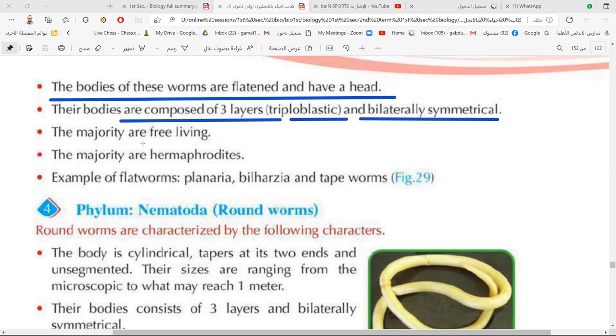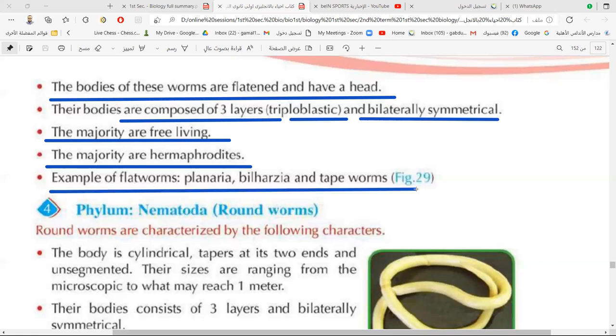The majority are living free, but some of them are parasitic. The majority are hermaphrodites. The meaning of hermaphrodite is that one worm is male and female at the same time. They are bisexual. They have the male reproductive system and the female reproductive system in one worm only. Examples of flatworms: planaria worm, bilharzia worm, and the tapeworm.